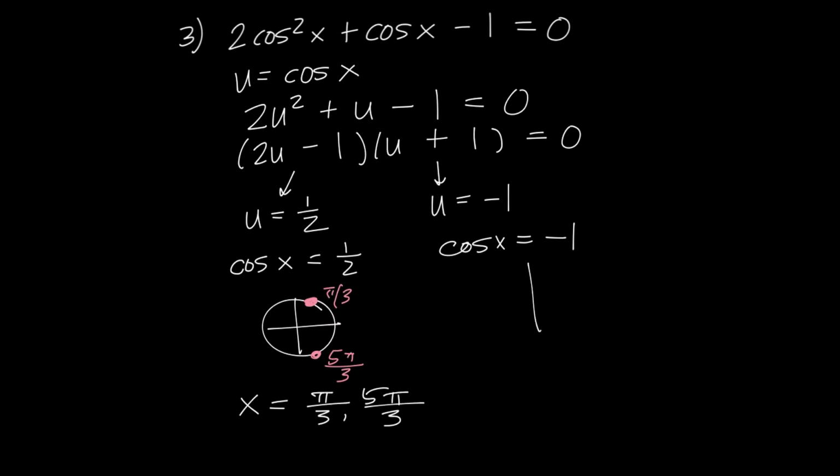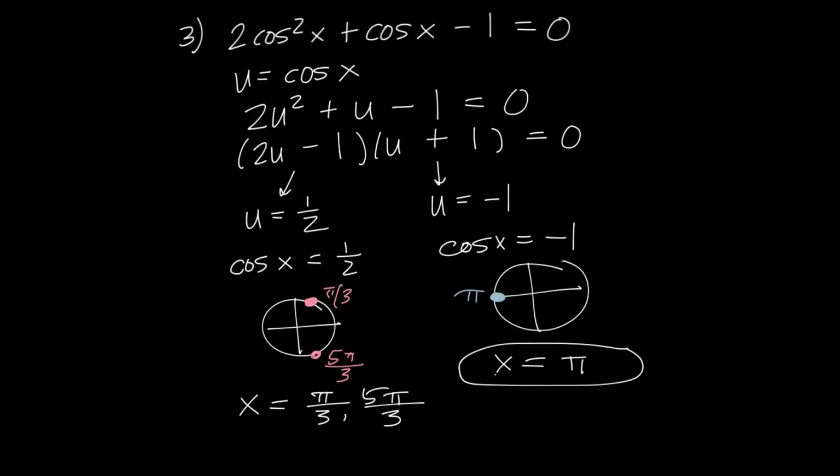Okay, so here we ask ourselves, where on the unit circle is cosine equal to negative 1? And there's only one place, that's over here at pi. So here we have x equals pi, and so these are our solutions.